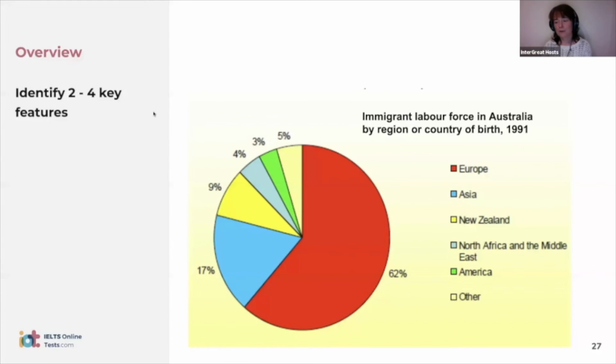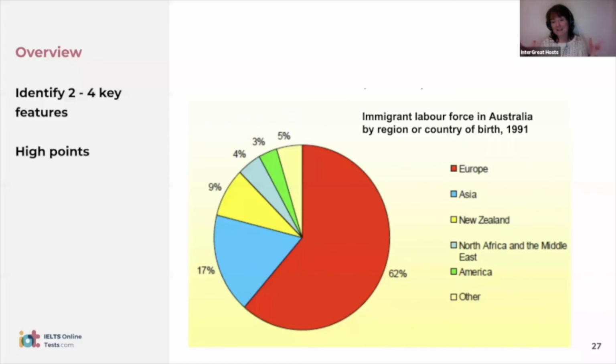So now we're going to move on to the overview. The overview really is very important, but again, it's quite short. The overview is where you talk about the key patterns. So if you could only say 2 things about this pie chart, what would you say? What are the things that strike you the most when you look at it?